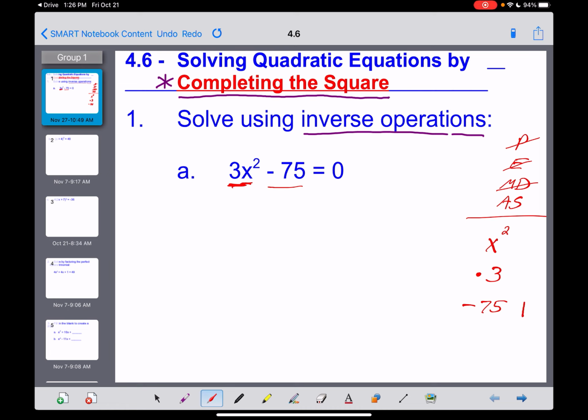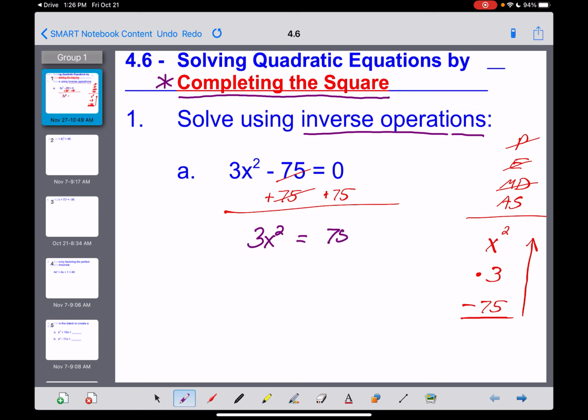So we actually go back up the ladder here like this, and we start off getting rid of this first. The last thing being done is the first thing that we undo when we're solving with inverse operations. So we have to get rid of the subtraction first. And how do you get rid of minus 75? You add 75 on both the left and the right. So those terms cancel out, leaving us with 3x squared is equal to 75. Okay, and we got rid of the subtraction.